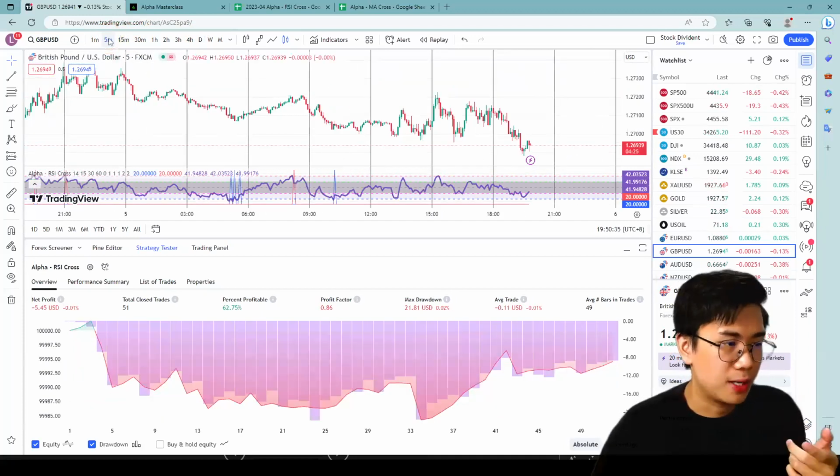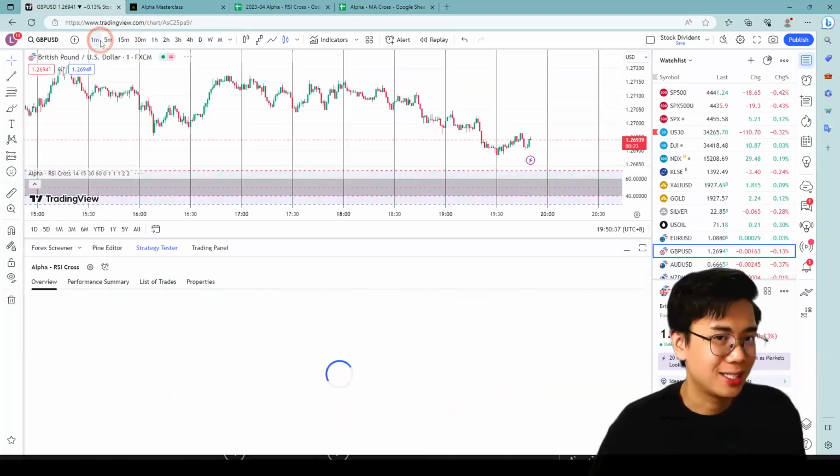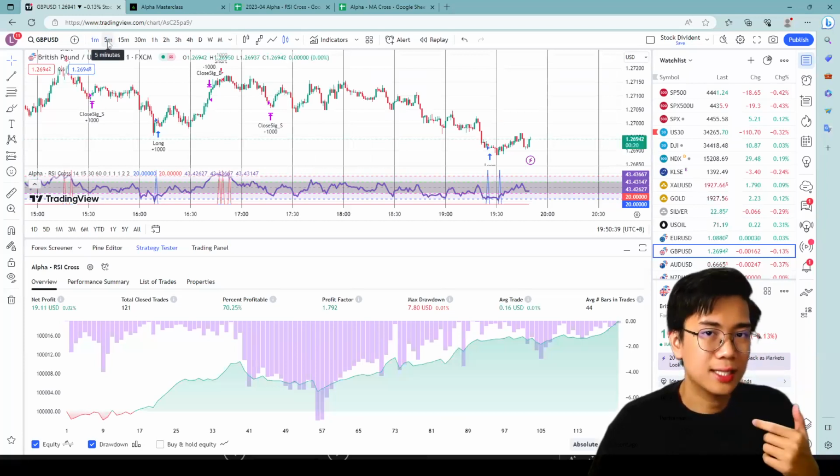What is the name of the MA cross again? The name is called MA cross. Okay, so the answer here is that we actually look into the profit factor more. We look into the profit factor.